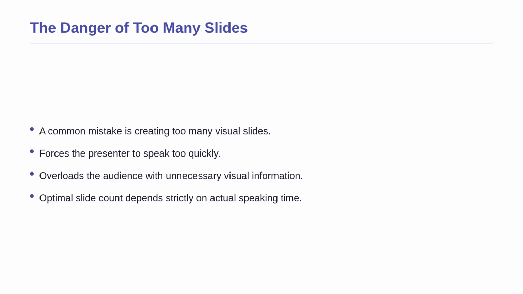Now that we know how to allocate our time, we must address another crucial metric: the number of slides. A very common mistake among new researchers is creating way too many slides for their allotted time. When you have too many slides, you are forced to speak incredibly quickly, which completely confuses the audience and ruins the story of your research. It overloads the presentation with unnecessary visual information.